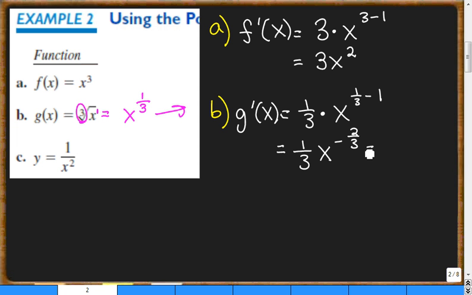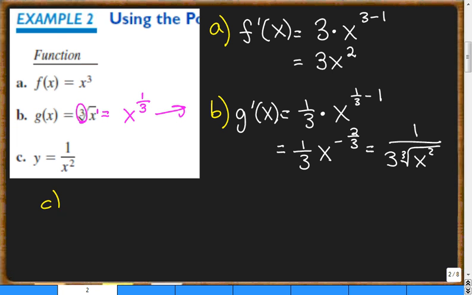Now, how would that look if I wrote it with a root sign? Well, my 1 would go in the numerator. Everything else goes in the denominator. So we get 3, and the reason why that goes in the denominator is that x to the negative power means that it is in the denominator. So this would be x to the 2/3. So that's how that would look. But we could also write it with a root sign, and that would be 3 times the cube root of x squared. So that's the same thing. That's what it would look like if we were to write it as a root.